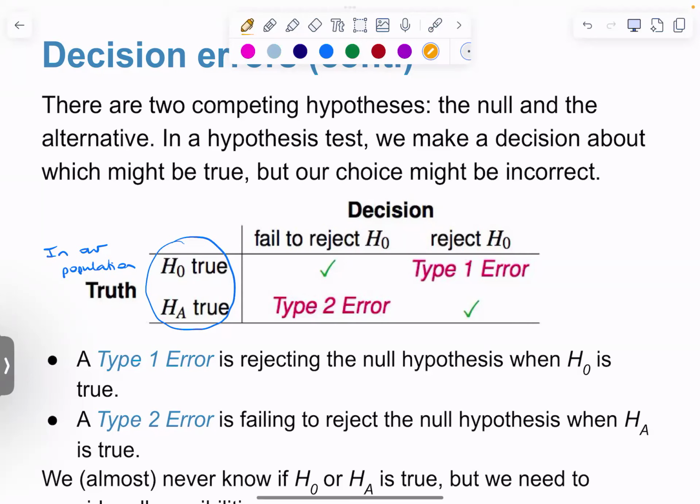So I just want to highlight here that if we reject H naught, we could be making a type 1 error.